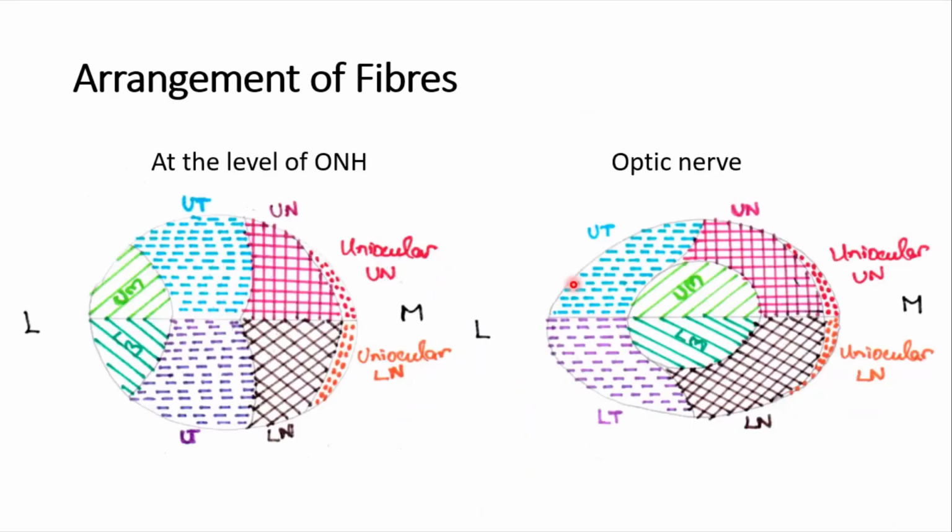Now what happens a bit posteriorly? After the optic nerve head, we have the optic nerve until it reaches the chiasma. So here what happens is there is sliding of the upper temporal and the lower temporal fibers. So the macular fibers come to lie in the center, whereas the temporal fibers, upper temporal and lower temporal, will slide towards the temporal side. So this is the only change that is going to happen in the optic nerve compared to the optic nerve head.